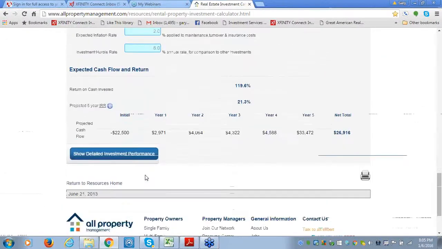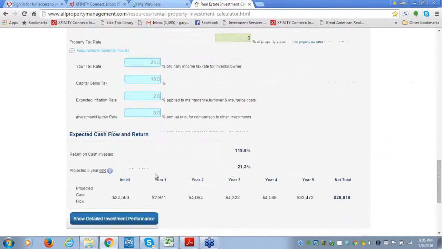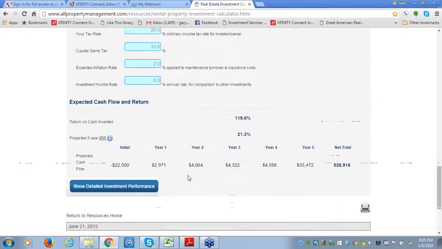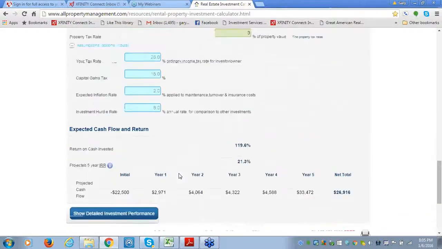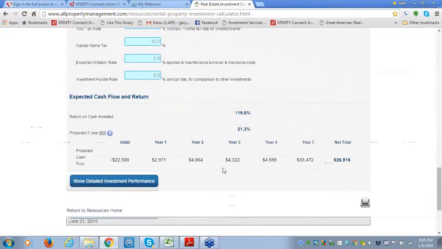All right, let's look at some of the results here. You guys with me so far? Okay, good. This is one line of data. Your initial out-of-pocket cost is $22,500. Your cash flow, by the way, is negative right out of the gate. Cash flow first year, cash flow second year. You can see at the very end, the 5th year includes your sale.